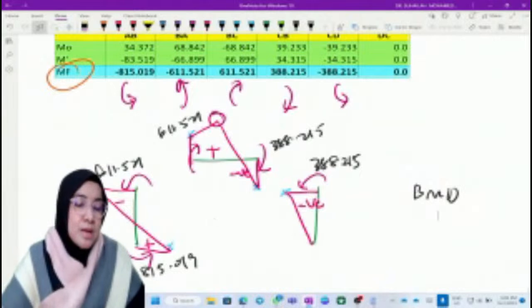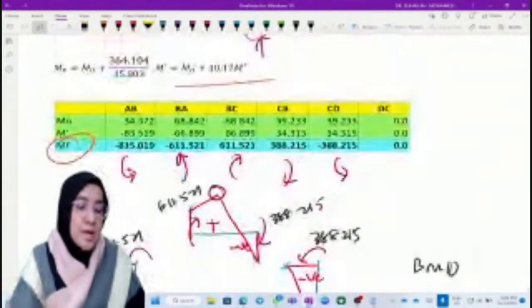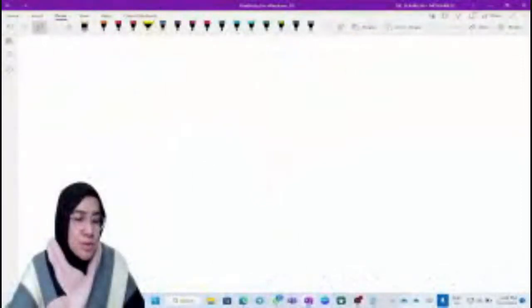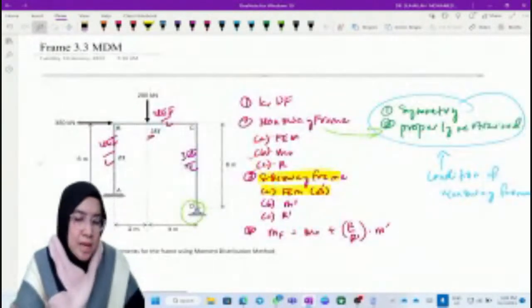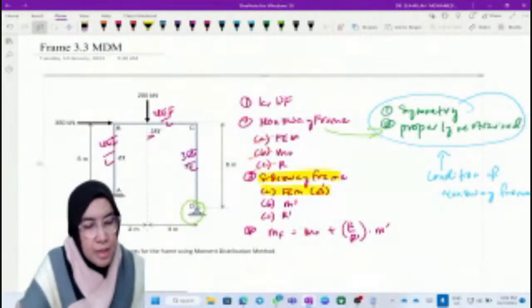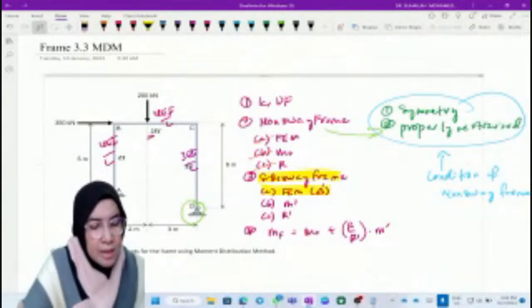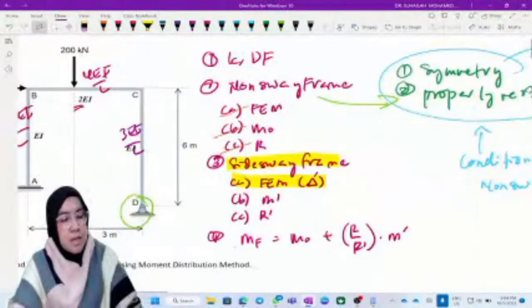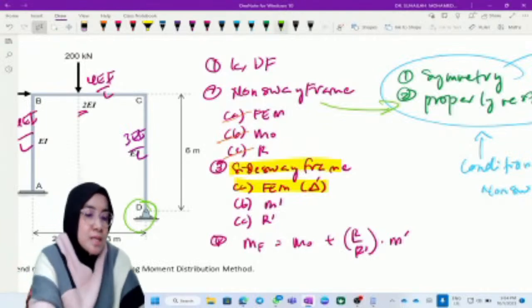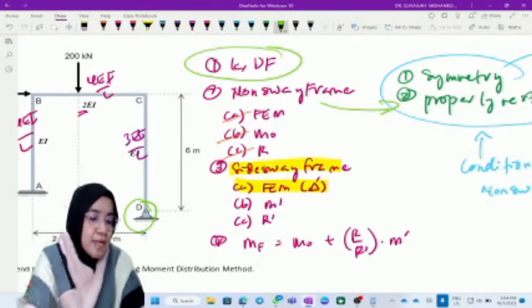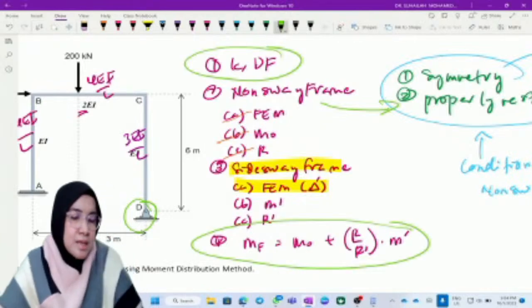Okay, so this is actually the process for a frame with sidesway. We can summarize it under four main procedures. This is the four steps that we are going to use every time we want to analyze a frame with sidesway. Okay, K and DF. The first step and last step are very simple.